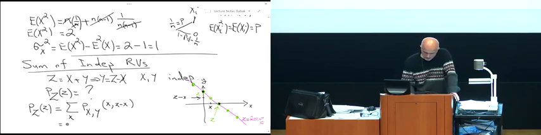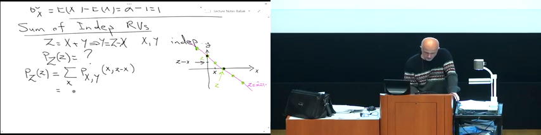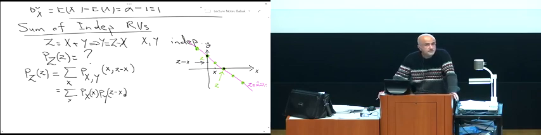What can you tell me about this sum? What do I know about x and y? What was the premise of our whole discussion here? They're independent. So what can I do with that? Knowing that they're independent, what can I do with this joint PMF? I use the product rule. So the joint probability mass function must be the product of x taking on the value small x and y taking on the value small z minus x.